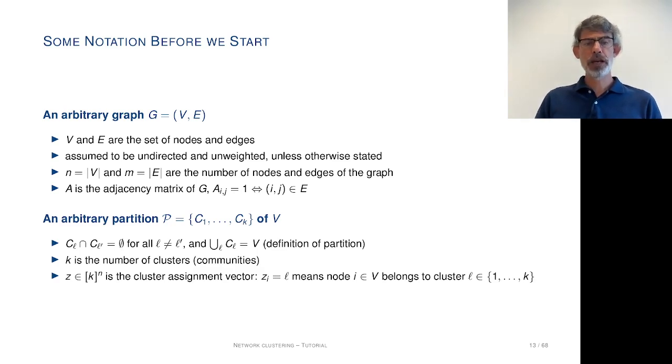We also consider P to be a partition defined by C1, C2 up to Ck. So it's a partition in the sense that a node is present exactly in one of these sets and every node must be in one of the sets. K here is the number of clusters or the number of communities of this partition. One very important notation is the vector Z, which is called the cluster assignment vector. Zi equals L means that node i belongs to cluster L, and L is a number between 1 and K. So every node of the network is assigned to a particular cluster in this vector.